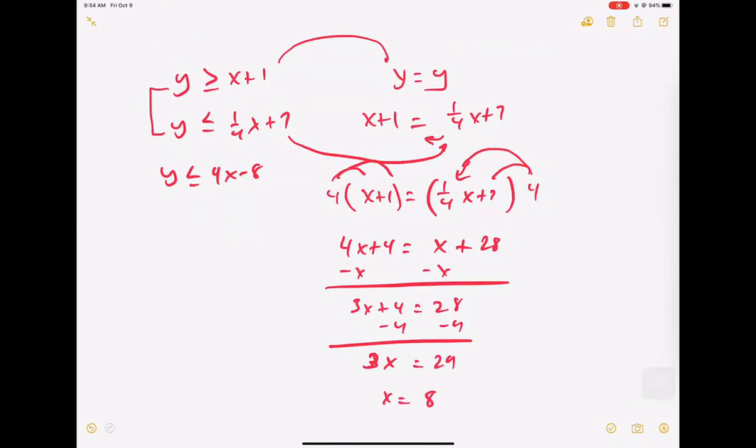Now here's the cool part. If I know x is 8, we can plug it in to find out what our y value is. If x is 8, 8 plus 1, that means y is 9. Well, we found 1 point. Now we have to find all 3 points. We're going to combine the next two equations.